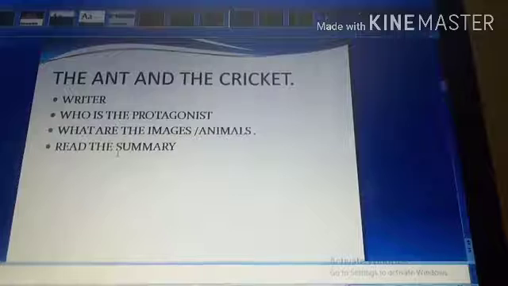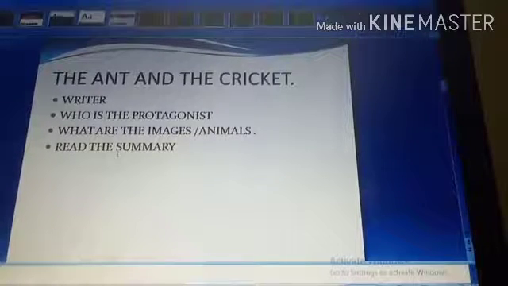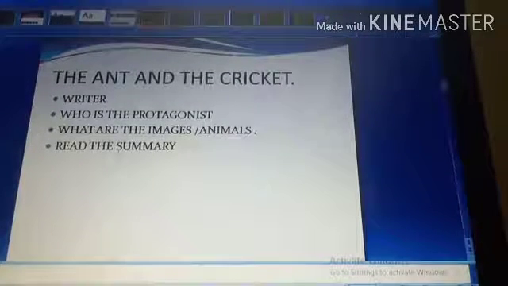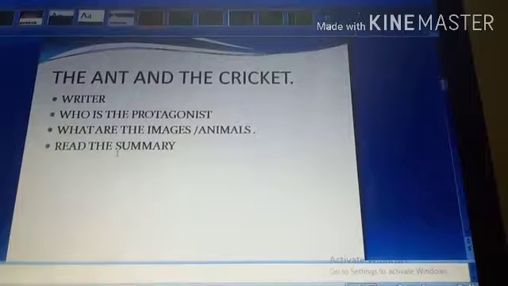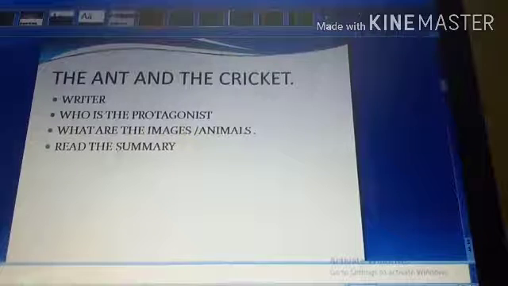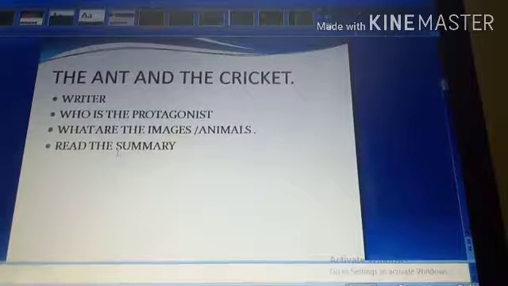The second topic is The Aunt and the Cricket. This is a beautiful poem, as we already read about it. First you need to learn who is the writer, what are the images, or who is the protagonist in this poem. So what are the images here? You can see in the topic, The Aunt and the Cricket, and then you need to read the summary or read the poem.